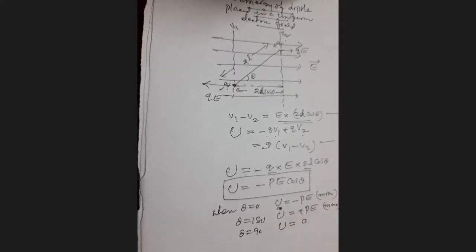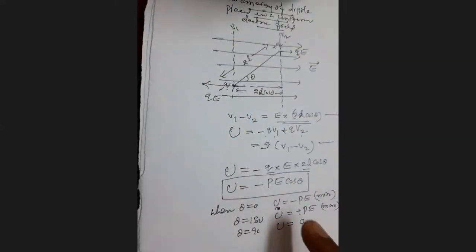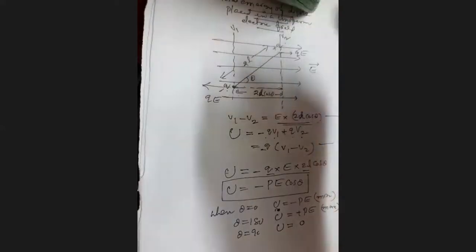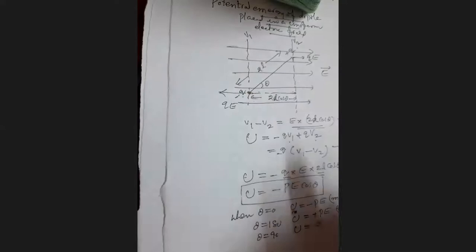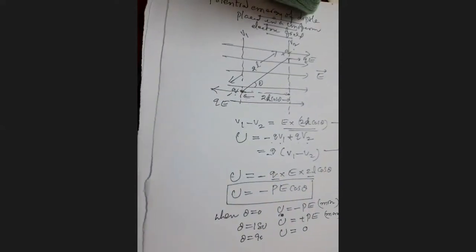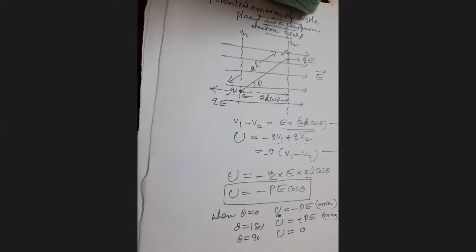Okay. So this is about potential energy, right? So the dipole has the stable or equilibrium position when theta equals 0. That means when the dipole axis, or dipole, is parallel to the field direction, then it has the minimum potential energy. When the dipole is anti-parallel to the field direction, the potential energy is maximum, right?